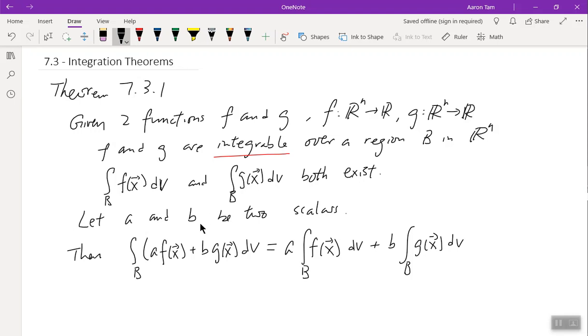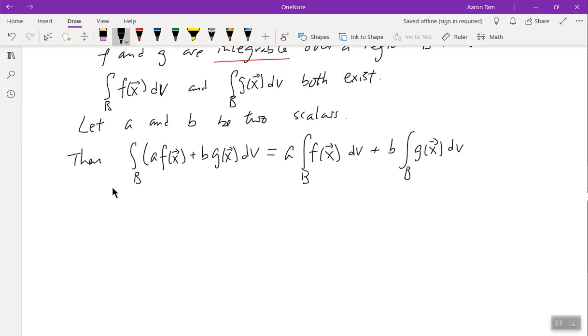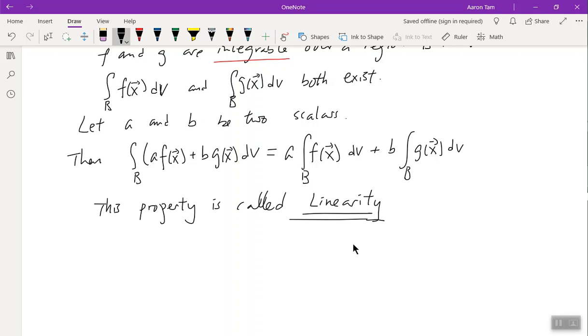This actually has a name, usually referred to as linearity, basically meaning that integration, the Riemann integral, is what we call a linear operation. So that's theorem 7.3.1.